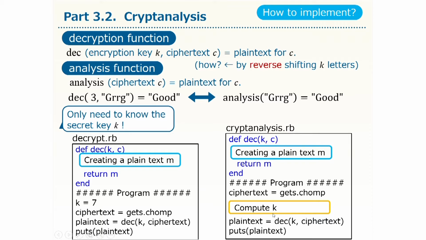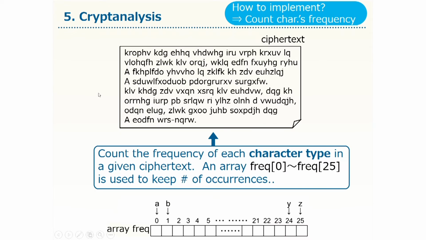Once the key k, in other words, how many letters to shift by, is determined, we can use the decryption function, or more precisely, this subroutine that computes it, to decode the text. Let's consider how to compute k. For example, let's assume we are given a ciphertext like this. We don't know what it says.